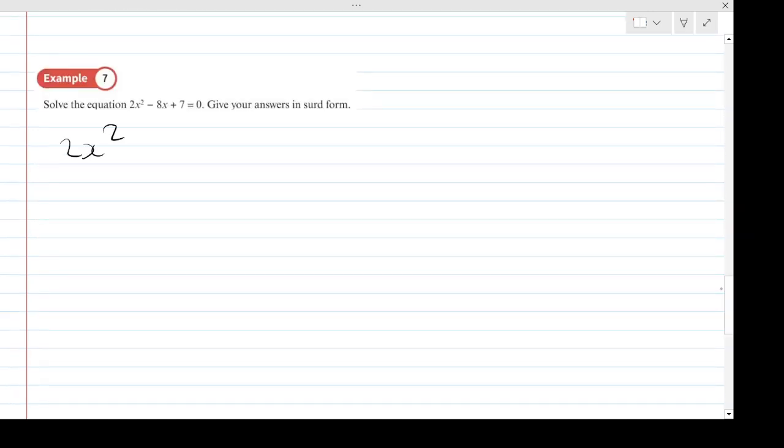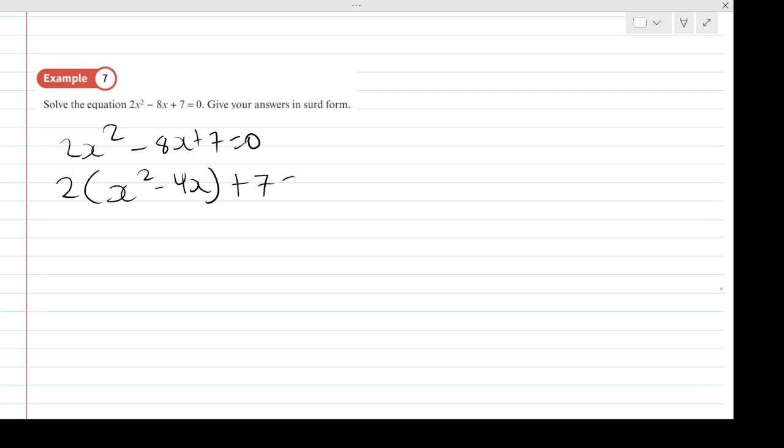This time we need to solve the equation 2x squared minus 8x plus 7 is 0. Exactly the same process. We complete the square firstly. So I know to have 2 in front of the x squared, so I want to take factors out. So I'm going to have two lots of x squared minus 4x, and then I have the 7 outside because I'm only dealing with the x part. I'm going to complete the square on the x parts, and then I can add the 7 on at the end.